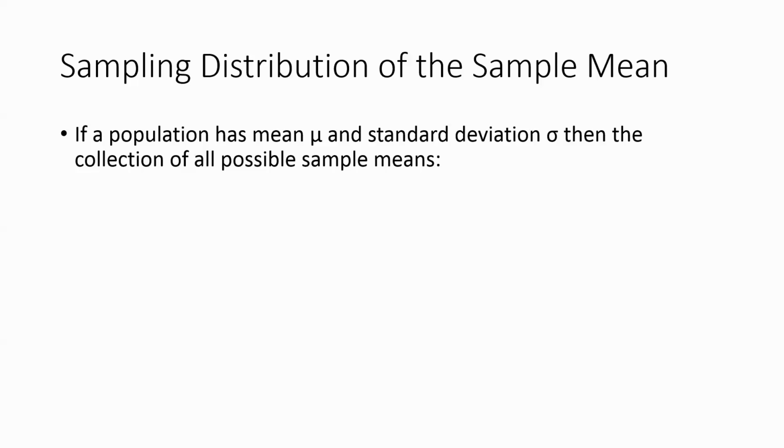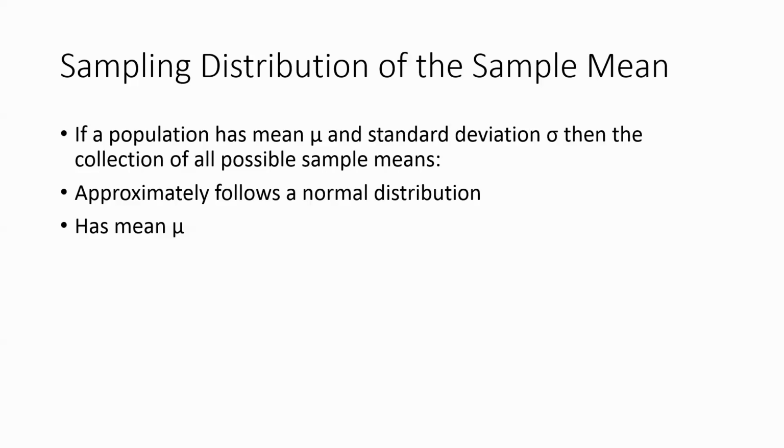So this is called the sampling distribution of the sample mean: the collection of all the sample means you can get when you take n points from a data set and average them. So if the original population has mean mu and standard deviation sigma, then the collection of all possible sample means approximately follows a normal distribution, has mean mu, and then here's the bonus, has standard deviation sigma divided by the square root of n. So while the data itself might be quite spread out, the sample means are going to be less spread out because you're dividing by the square root of the sample size.